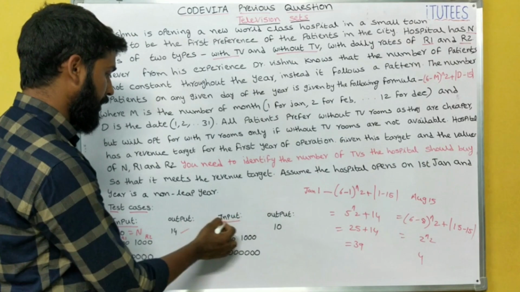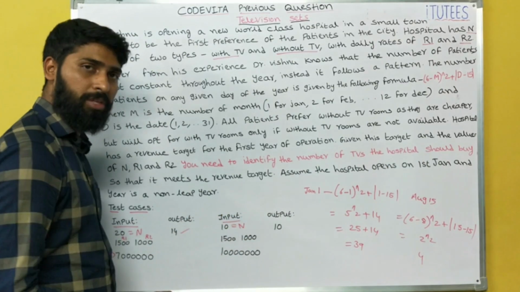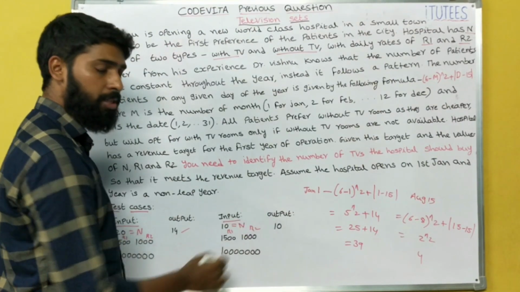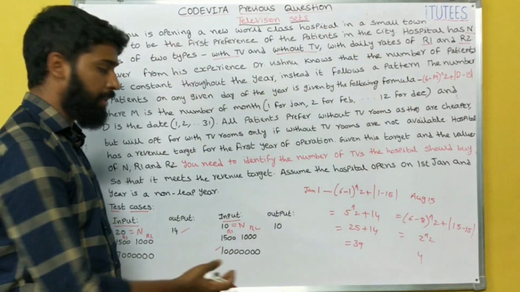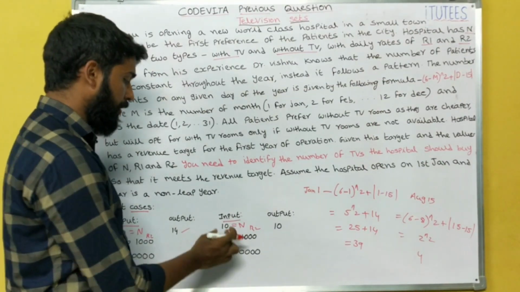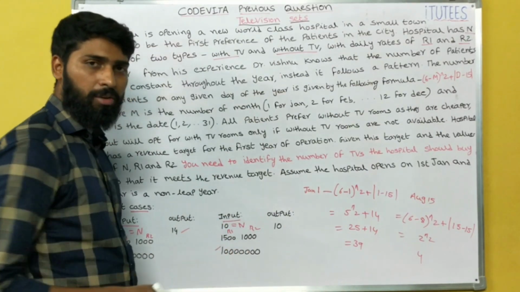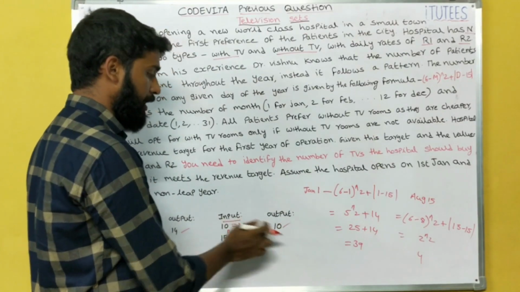You can see another test case. 10 is n, so 10 rooms are there. 1500 is the with TV cost, 1000 is the without TV cost. This is the 1 crore revenue target. Even if all 10 rooms are equipped with TVs, we cannot reach this 1 crore. In those cases, we print n as the output.